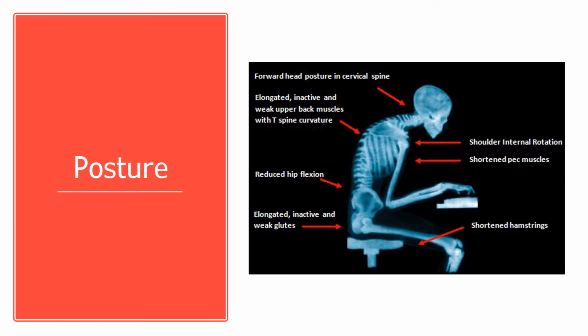So if you look at the picture there, sitting is a pretty big one. If you think about it, if you're slouched over a computer all the time, then your mid-back, if you look at the arrow pointing to the upper spine there, or the middle part of the spine, it says elongated, inactive and weak upper back muscles with a T-spine curvature. So it might not necessarily be the curvature itself that's causing the issue, but being static in that posture for long periods of time teaches your body to be in that posture, so it will resist movement out of that posture.